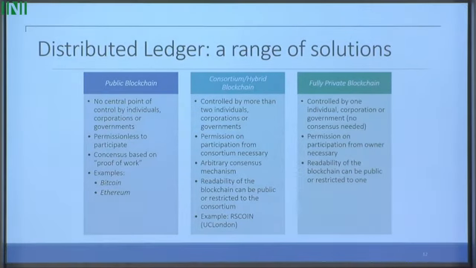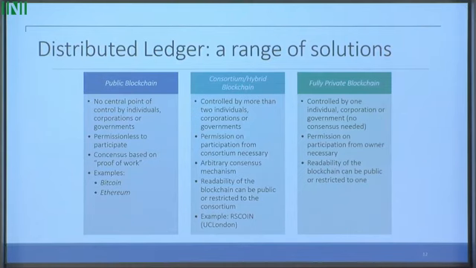Okay, so there's a range of solutions you can have. We have public blockchain, which is where you have, sorry, the wrong way around, no central point of control by individuals. It's permissionless to participate, and generally consensus is based on proof of work, or sometimes on proof of stake or other things. Examples here would be Bitcoin and Ethereum.